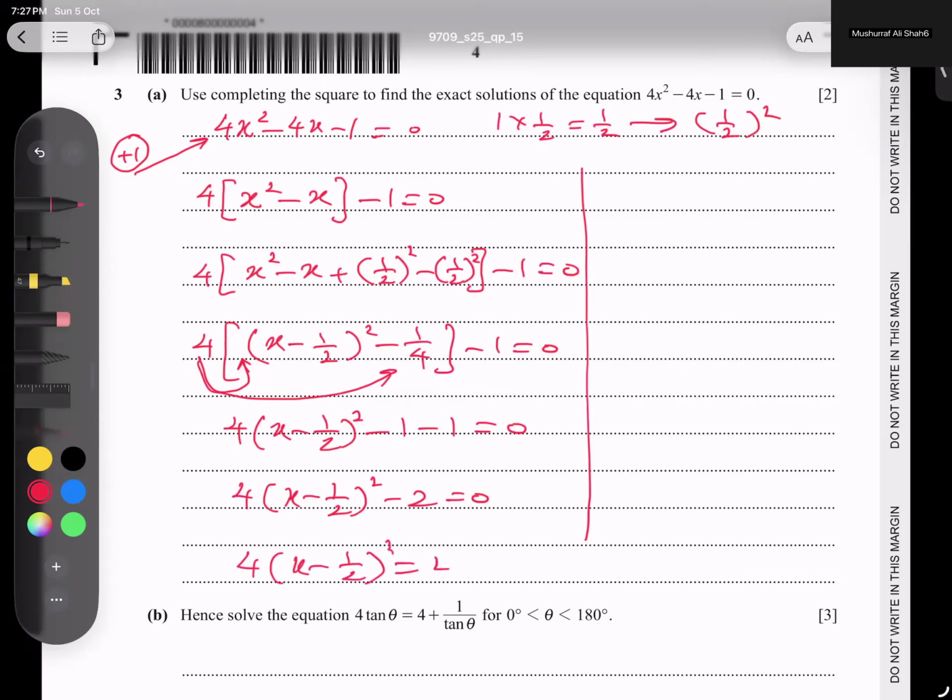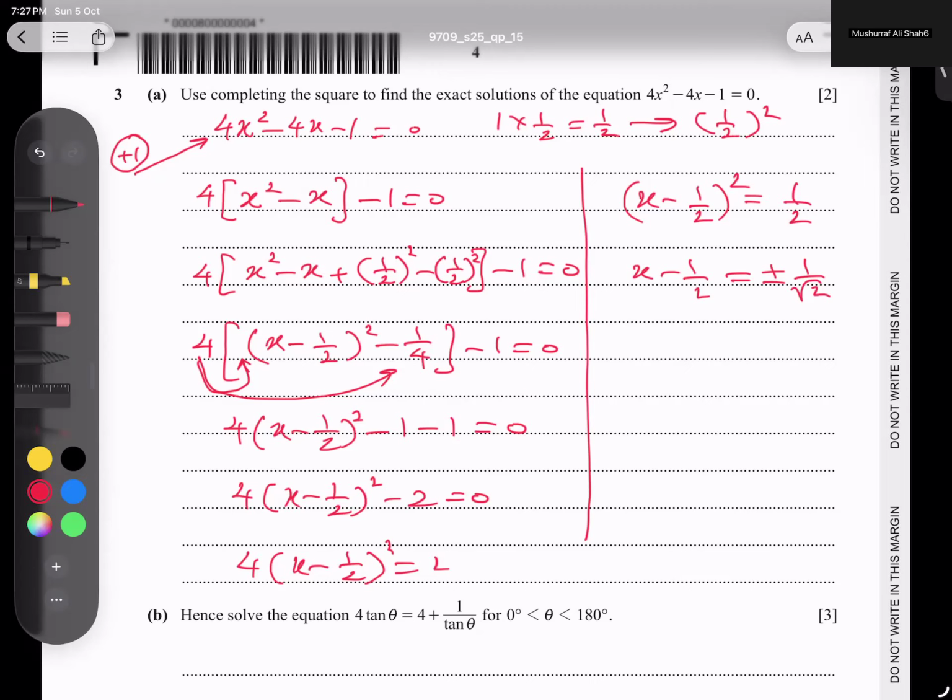So 4 divides. So I get x minus a half, squared, equals 1 over 2. Take a root of both sides. When I take a root, I must get a plus and minus 1 over root 2. Okay. Afterwards, what to do?